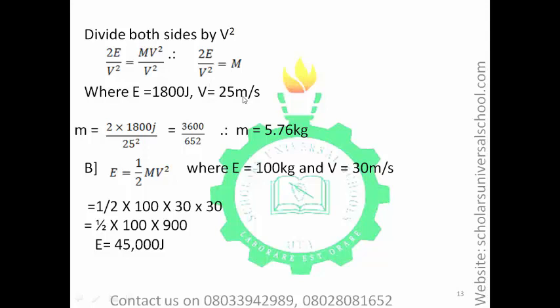And we have been told that our E is 1800 joule, while v is 25 meter per second. So when you substitute into this equation, we have 2 times 1800 over 25 square. 2 times 1800 is 3600, while 25 square is 652. When you divide 3600 by 652, you have 5.76 kilogram. Your mass is measured in kilogram. So here we have successfully made m the subject of the formula, and we are able to calculate the mass that they asked us to find.